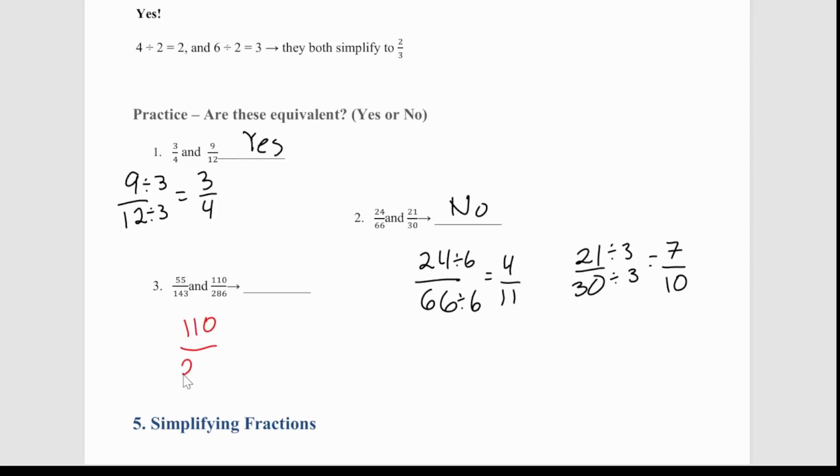Or if I had been a little bit more systematic, I could have worked the other way around. If I have 110 over 286, the only thing I know is both of these are even, so let me try to divide both by 2. 110 divided by 2 does get me 55. 286 divided by 2 does get me 143. And then the moment I notice that they are the same number, I can go ahead and say, yes, these guys are equivalent.